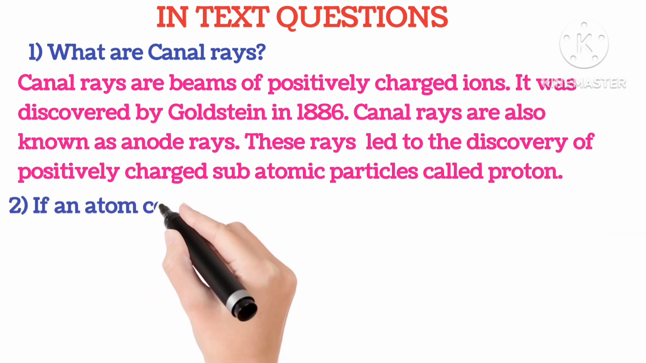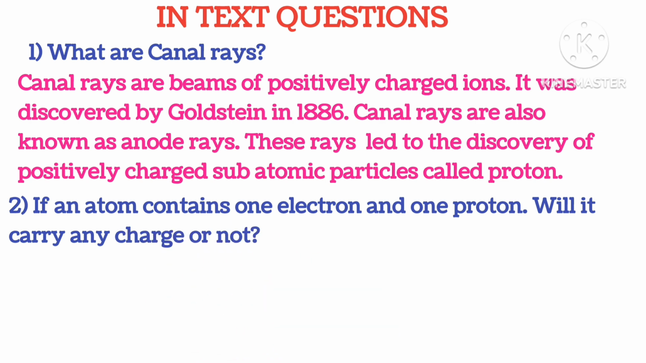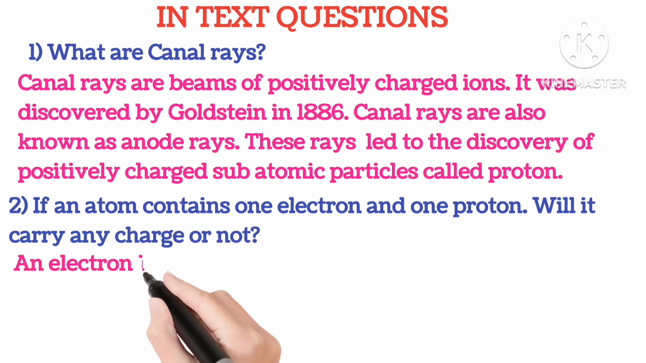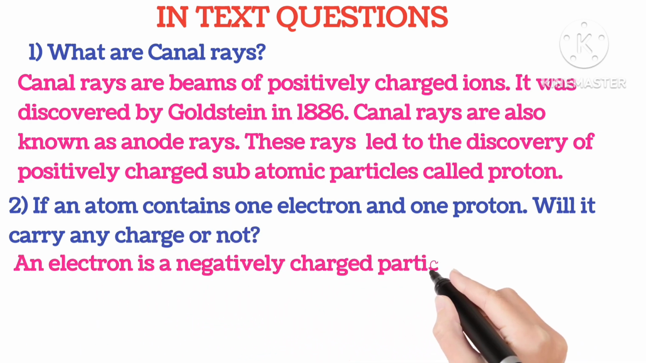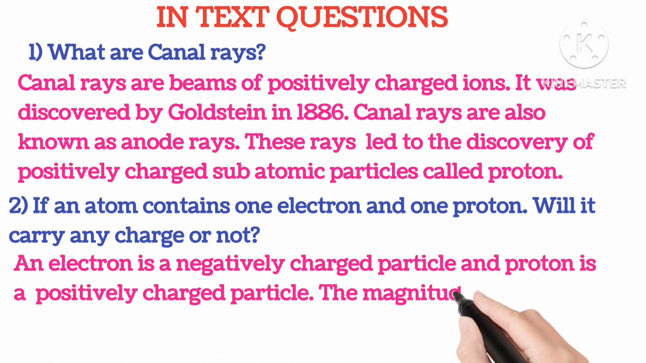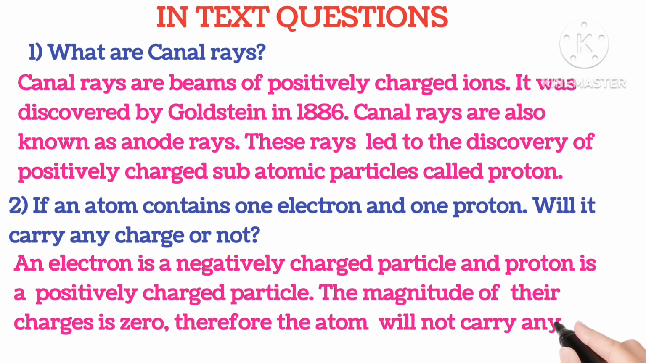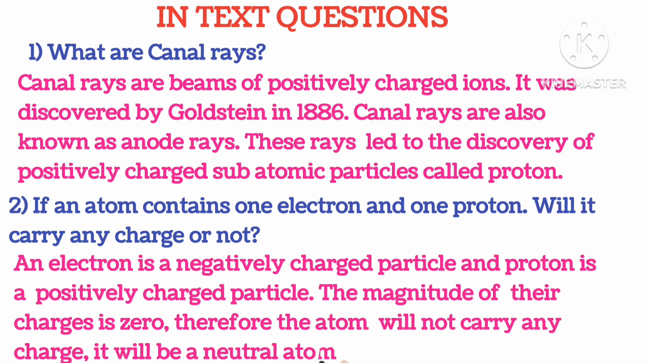called proton. If an atom contains one electron and one proton, will it carry any charge or not? An electron is a negatively charged particle and proton is a positively charged particle. The magnitude of their charges is equal and opposite, and therefore the atom will not carry any charge. It will be a neutral atom.